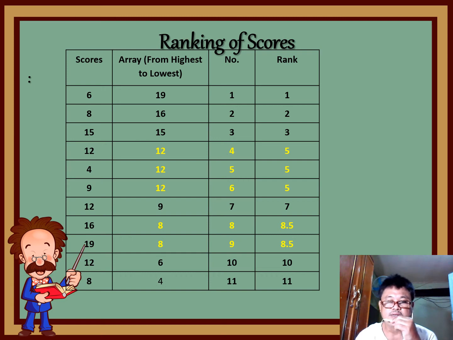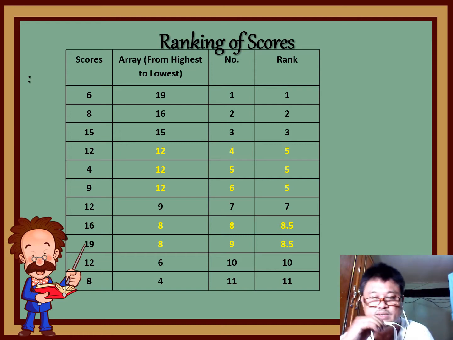Now, 9 is followed by 2 8s. Now, these 2 8s occupied the numbers 8 and 9. So the middle of 8 and 9 is 8.5. That's why the rank of 2 8s will be 8.5 and 8.5. The same. Now the next lowest number next to the lowest is 6, and the number opposite it is 10. Therefore, the rank is also 10.